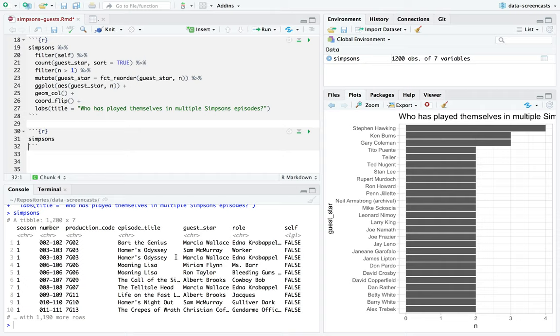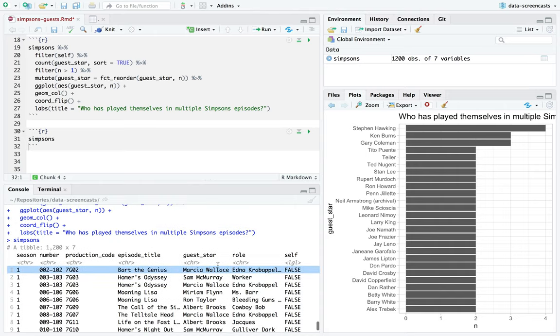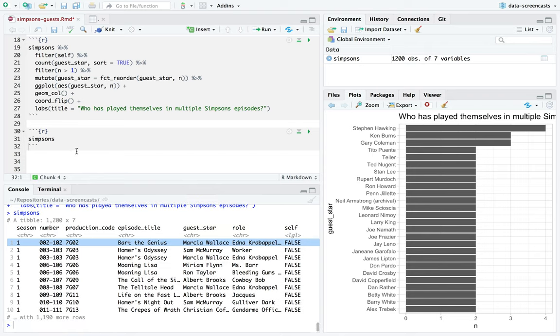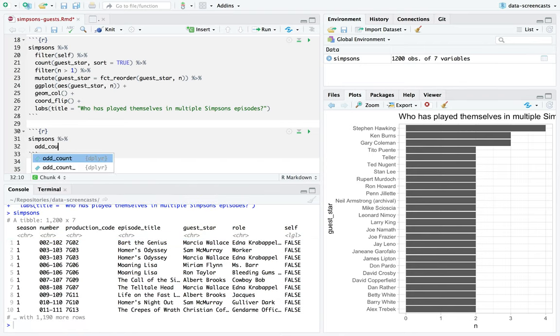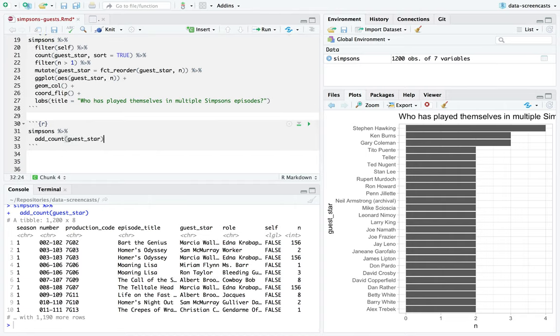There's also, like I said, people like Marshall Wallace that are sort of guest stars, but sort of also series regulars. And what I'm gonna do is count. Here's what I'm gonna do. I'm gonna find out who appears the most as a guest star, mostly as characters, not as themselves. So Marshall Wallace appeared in 156.